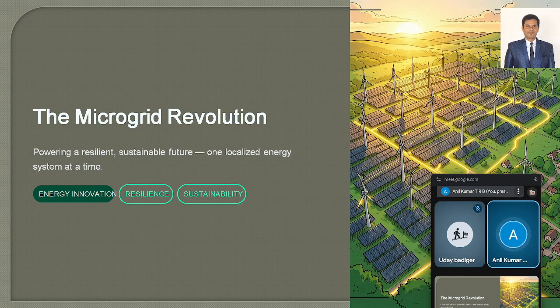OK, what is sustainable energy? Always go for the greener options, having the renewable, go for renewable energy resources where you can reduce the carbon emissions. And all these things should be localized at one point. The system should be localized at one point. So that is what the microgrid revolution is.